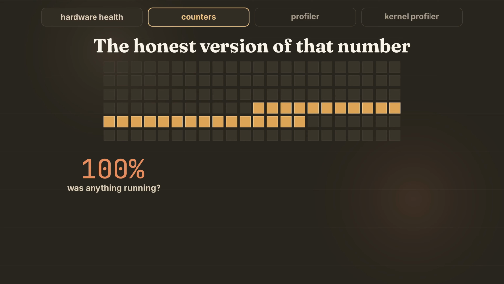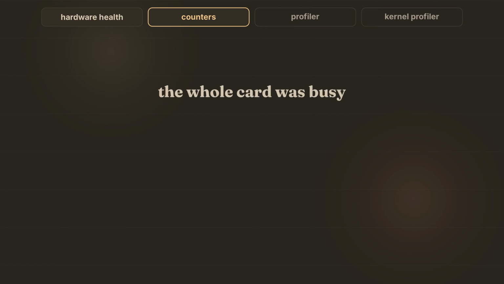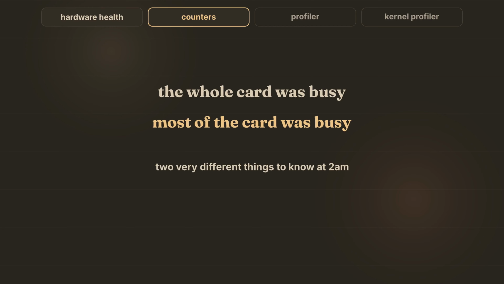And why is it honest? Because it averages over every single one of them. So a quiet multiprocessor pulls that number down and a busy one pushes it up. NVIDIA's wording is on screen. A job that runs the whole interval on a fifth of the machine will give you 20%. And that same job reads 100% on the number we just talked about. So that one number already tells you whether the whole card was busy or whether only part of it was. And at 2 in the morning, that's a very different thing to know.